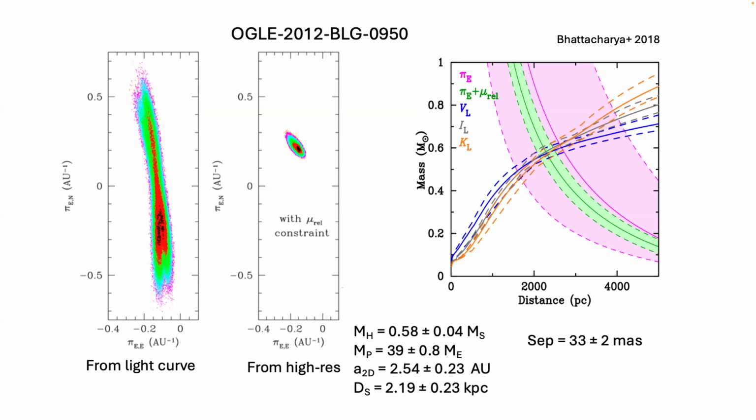And these lines over here are the mass distance relation we get from the luminosity. The blue is for the blue passband and orange is for the red passband. So when they cross here, that's where we are getting the mass of the lens and the distance of the system.